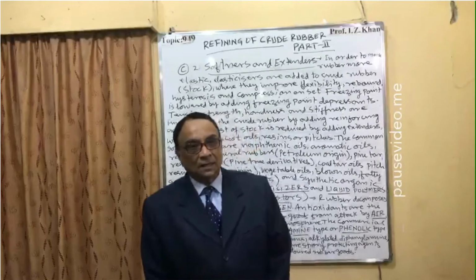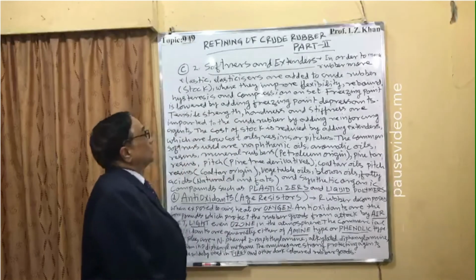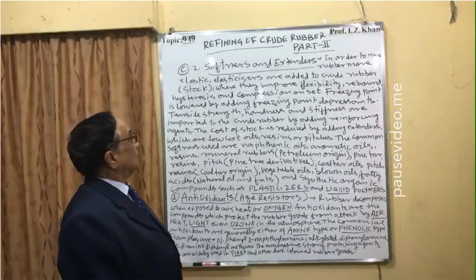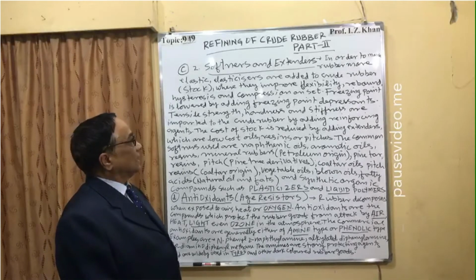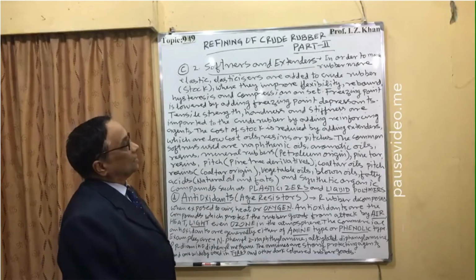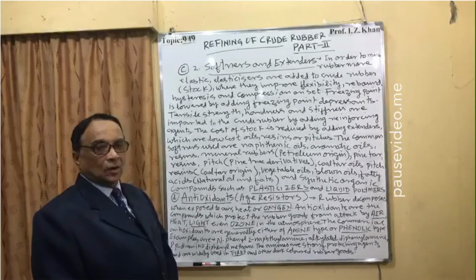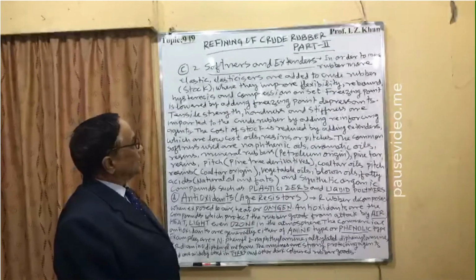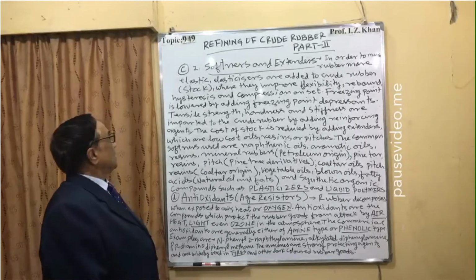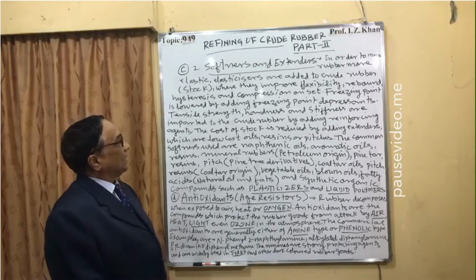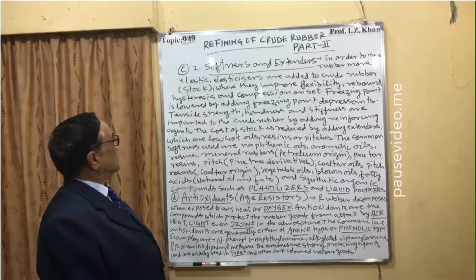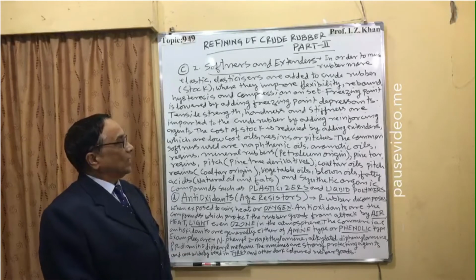Now I am discussing point number 2. In order to make the rubber more elastic, elasticizers are added to the crude rubber stock. Whether you call it crude rubber or stock, it has the same meaning. They improve flexibility, rebound, hysteresis and compression set. The freezing point is lowered by adding freezing point depressants.